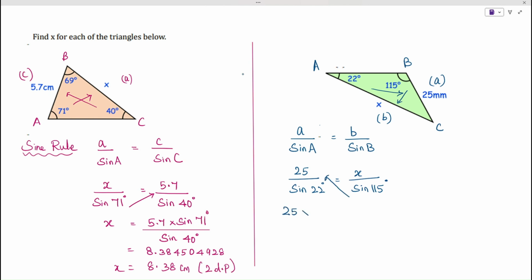to the other side of the equation and rearrange so that we can get the value of x isolated. And by doing that, we get x as 60.48397192. So x is equal to 60.48 millimeters to 2 decimal places.